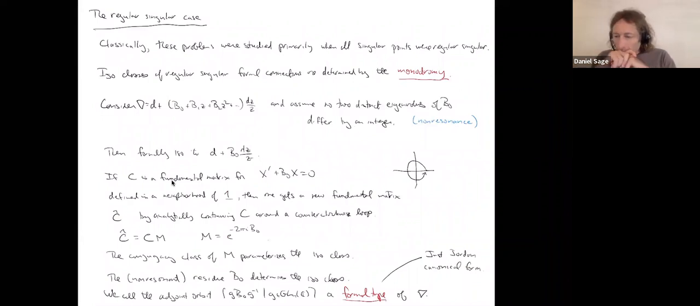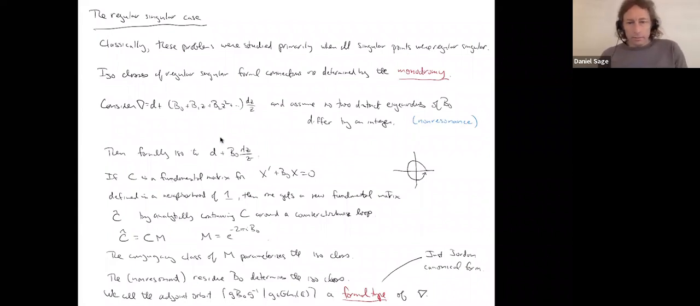Okay, so I'm going to talk for a while about something which you may be familiar with. It's the regular singular case. So this is a very classical question. Classically, these problems were studied basically when all the singular points are regular singular. So again, remember, think simple poles in some appropriate formal gauge. So in this case, isomorphism classes of regular singular formal connections are determined by the monodromy.